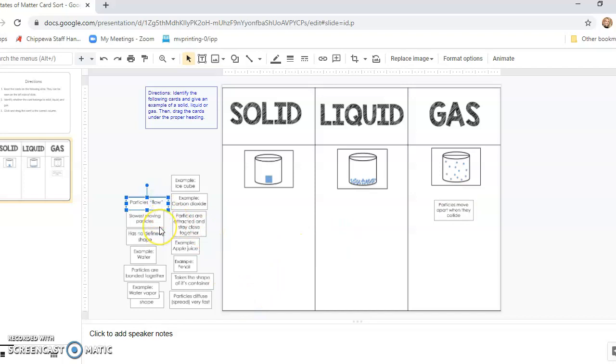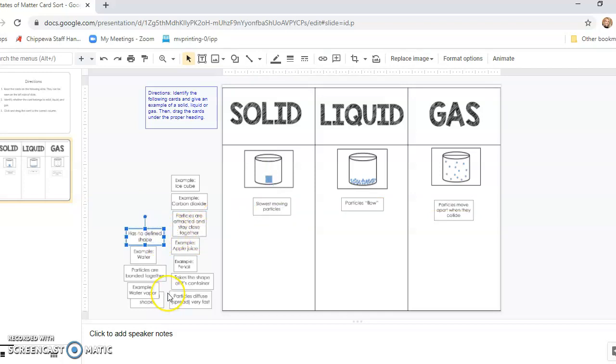Next, we have our particles flow. What state of matter do we know flows? That would be liquid. And then which state has the slowest moving particles? Our slowest moving particle state of matter is our solid state of matter.